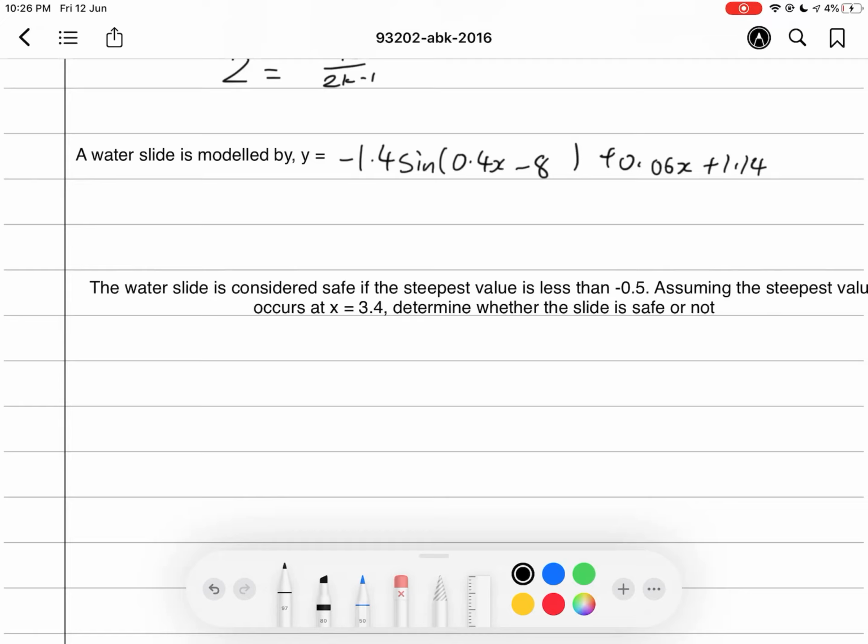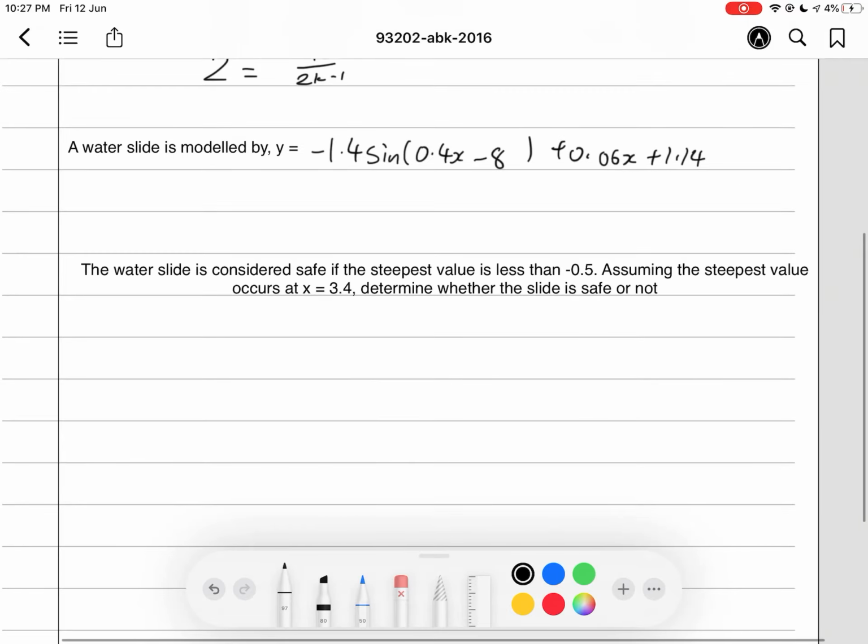Question C: a water slide is modeled by y equals negative 1.4 sine of 0.4x minus 8 plus 0.06x plus 1.14. The water slide is considered safe if the steepest value is less than negative 0.5. Assuming the steepest value occurs at x equals 3.4, determine whether the slide is safe or not. In terms of the logic behind it, this is pretty straightforward. All you need to do is differentiate and then substitute x equals 3.4, because you're trying to find the steepest gradient and check if that's greater than or less than negative 0.5, and then make your conclusion based on the calculation.